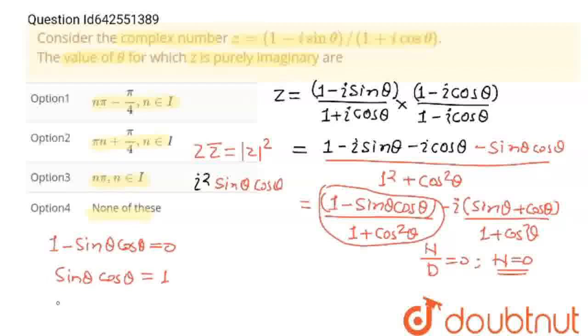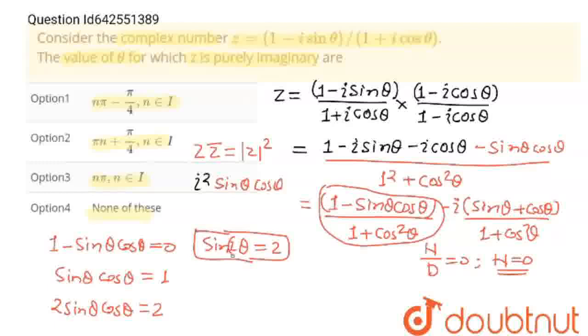I am going to multiply 2 on both sides. We will get 2 sin theta cos theta is equal to 2. And 2 sin theta cos theta is sin 2 theta, this is a basic trigonometry formula, which is equal to 2. And we see the value of sin at some angle 2 theta is 2, which is never possible.